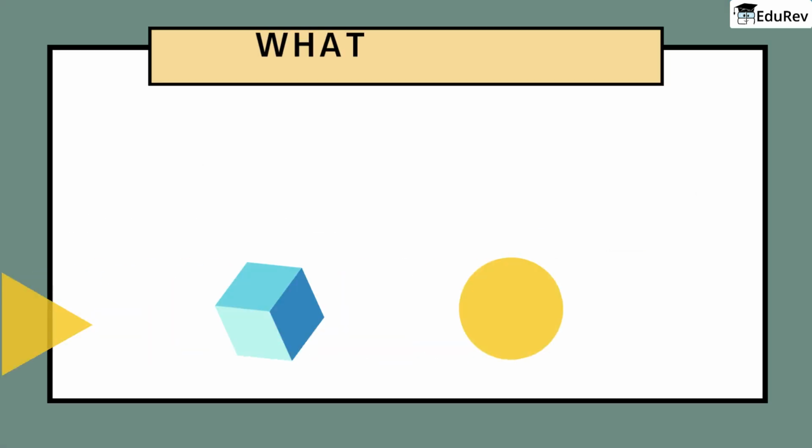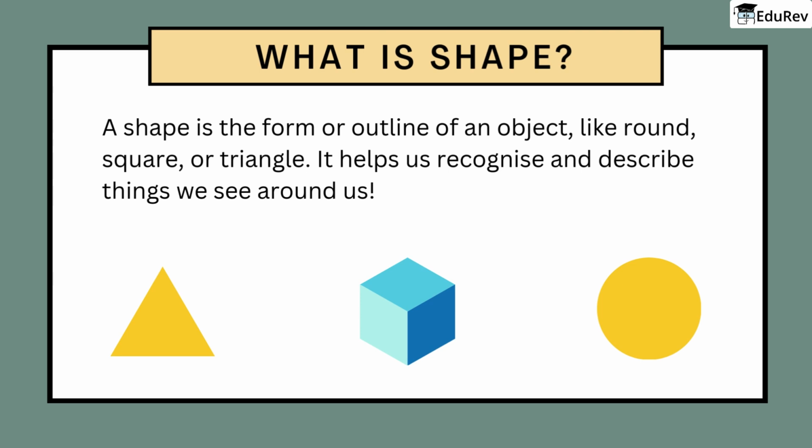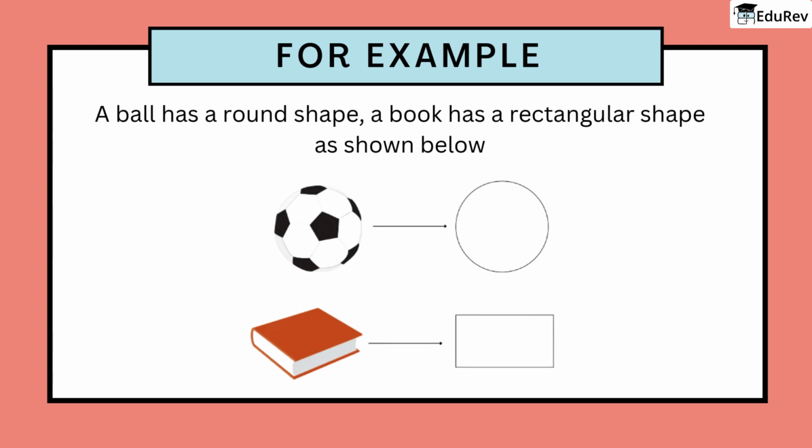Now, let's understand what a shape is. A shape is the form or outline of an object, like round, square, or triangle. It helps us recognize and describe things we see around us. For example, a ball has a round shape, while a book has a rectangular shape. These shapes help us identify the objects easily.